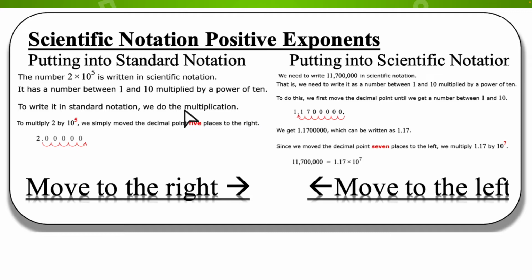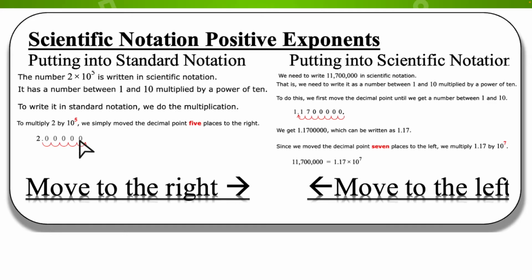To write in standard notation, we do the multiplication. Or really we're going to move the decimal place out. To multiply 2 by the power of 10 to the 5th power, we simply move the decimal 5 places to the right. The exponent just tells us which way we're moving and how many places to move. Since it's a positive exponent, I'm going to move to the right because I want to make that a big number. If I moved it to the left, I'm going to have a very small decimal. So just make sure you're paying attention. Is it supposed to be a big number or a small number, so you can logically move it in the right direction. You move it 5 times, and now the decimal is in this place.